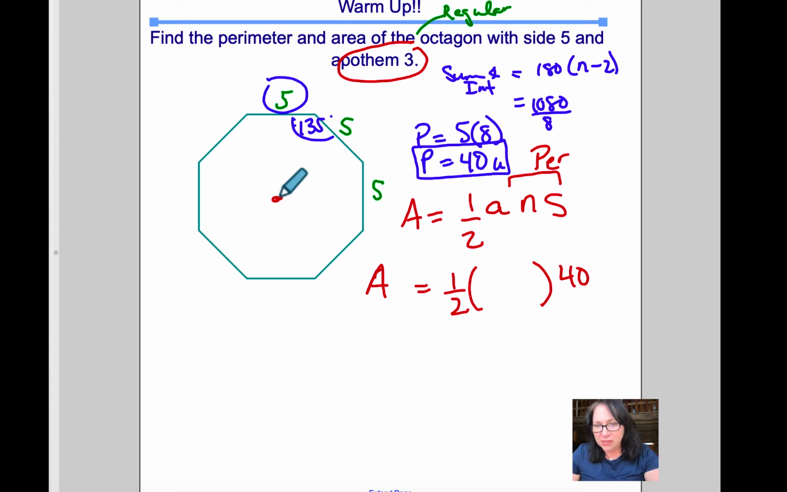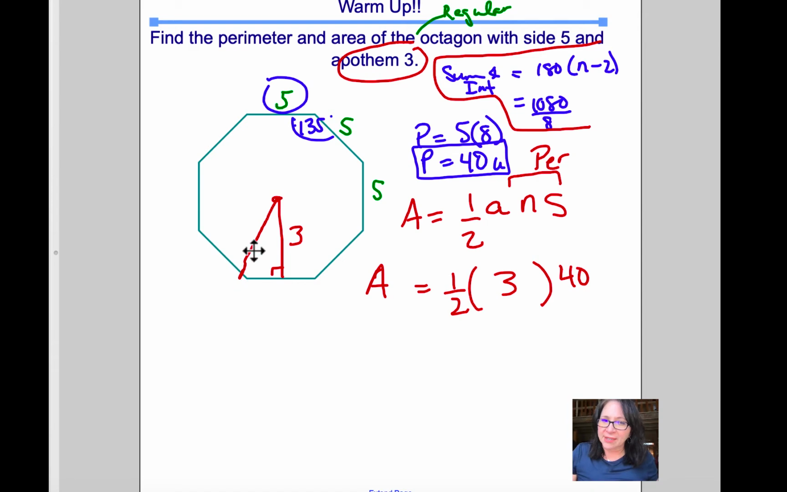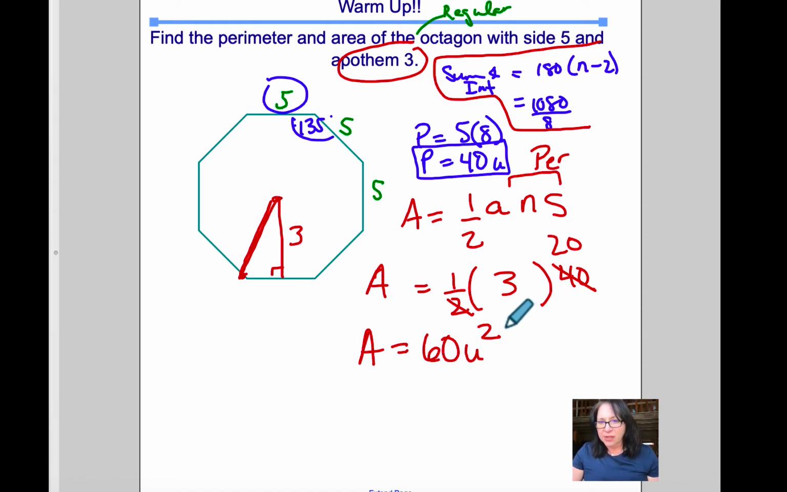The apothem, which is this length that comes straight down like this, that would be 3. And actually I did a little bit extra work because I was thinking that I was going to have to find the apothem by connecting my radius down here and then dividing 135 by 2 and using trig functions, etc. But I don't have to do that. So we just have to go 2 divides into 40 20 times. 20 units times 3 units is going to be 60. And that's units squared. So that's my area. Perfect.